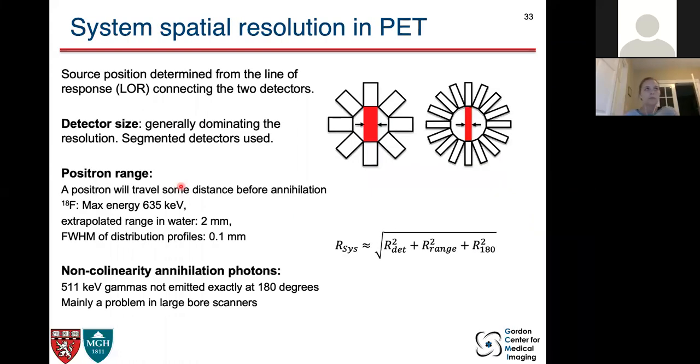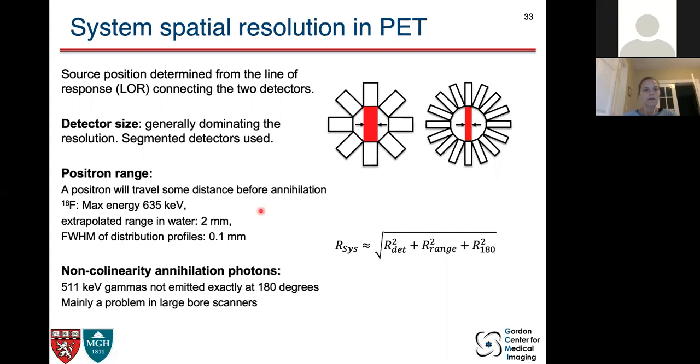So in PET, we have some other contributions to the system spatial resolution. We know that the source position can be determined from the line. We know that it will lie on the line of response connecting the 2 detectors that measure the events. So this just illustrates that the detector size is very important here, because if we have bigger detectors, this line of response will be very wide. If we have smaller detectors, it can be thinner. So it will directly affect the spatial resolution that we have.